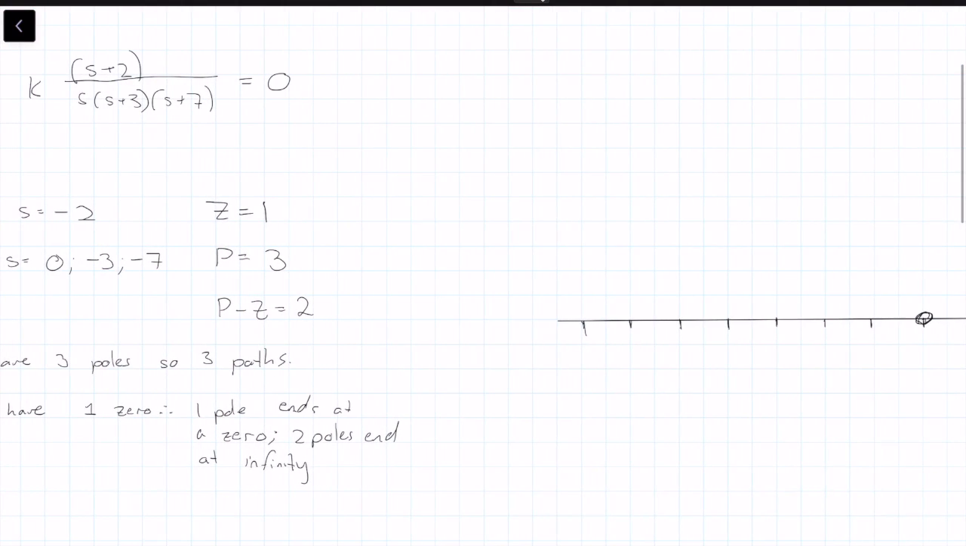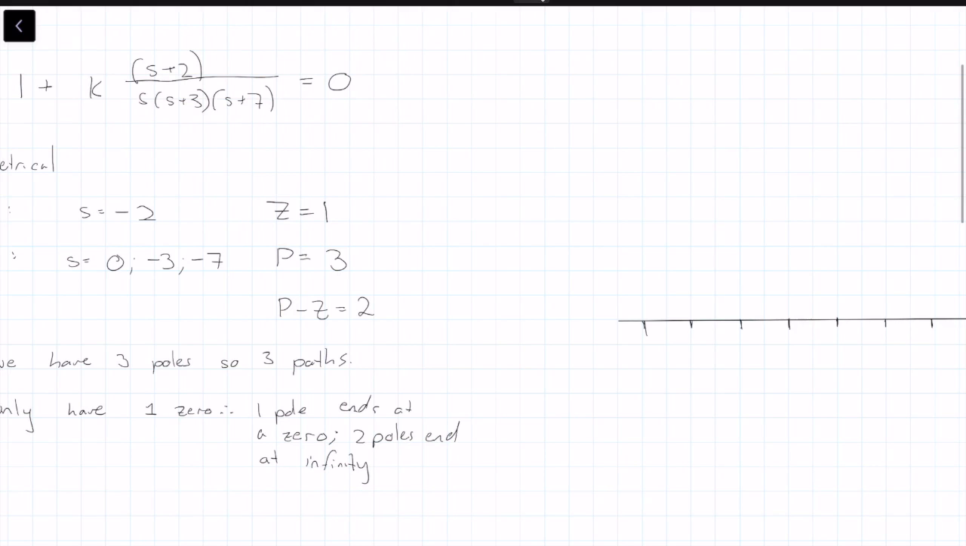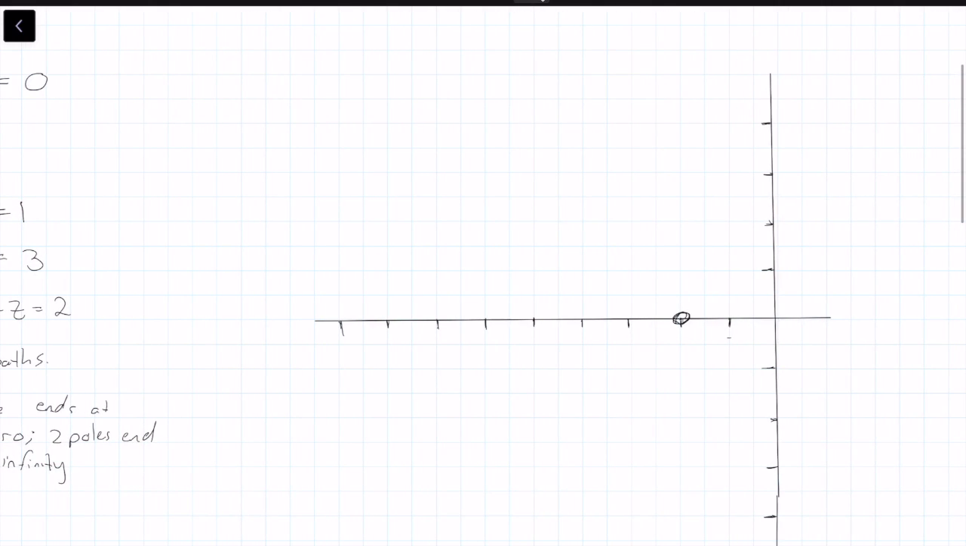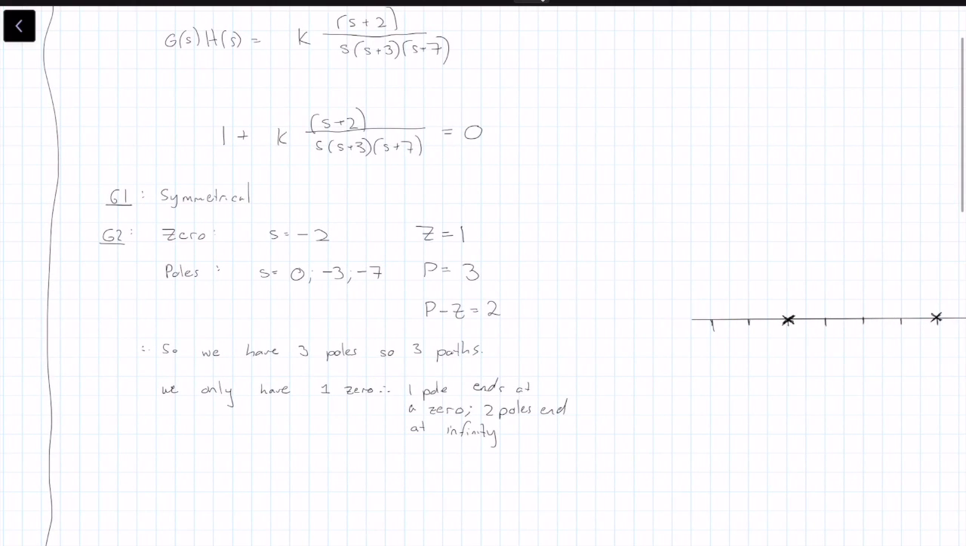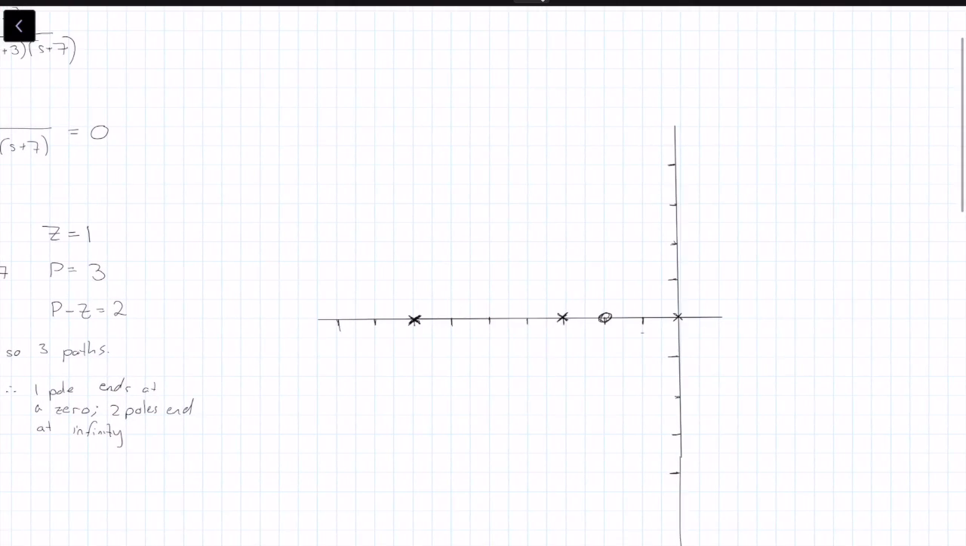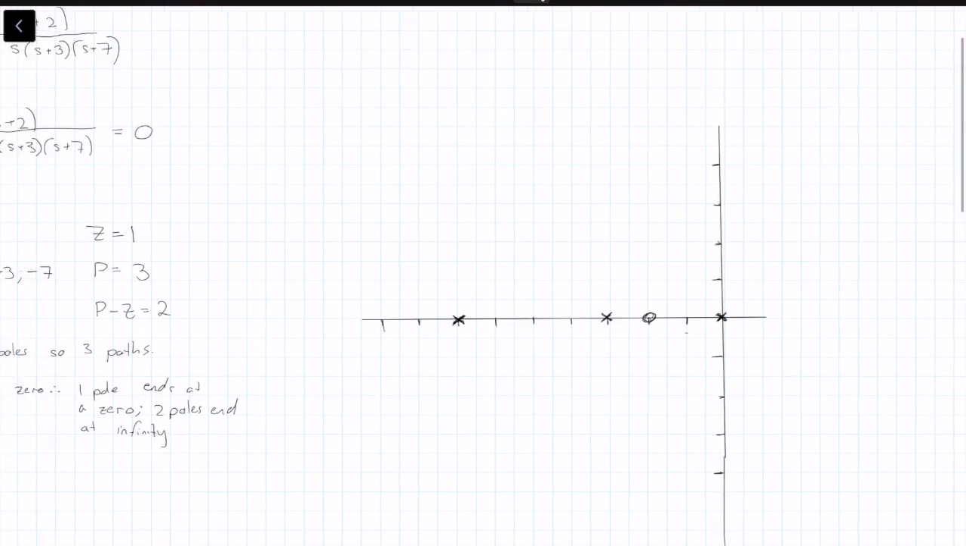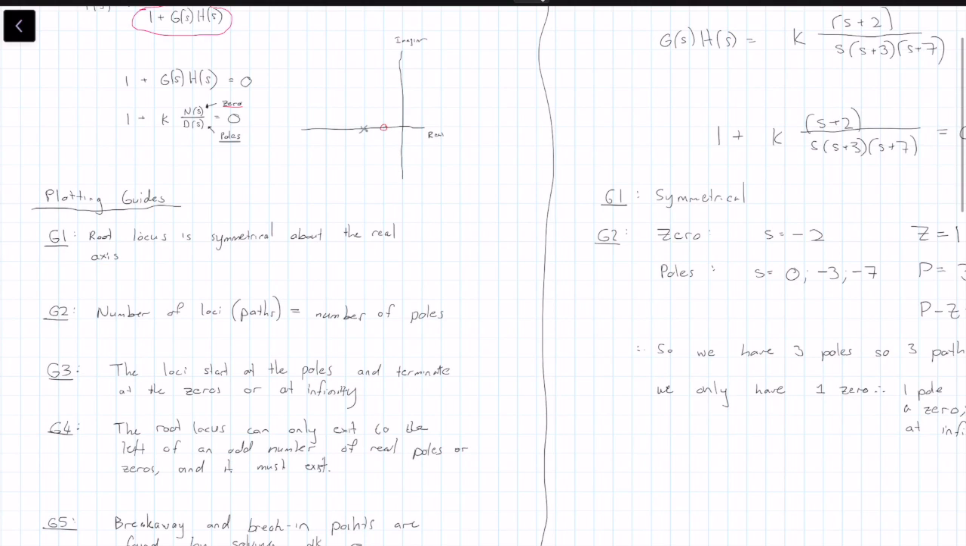Then we have poles at 0, minus 3, and minus 7. So 0 is right there, minus 3 is right there, and minus 7 would be 1, 2, 3, 4, 5, 6, 7, right here. Now we know where all our points are, and as we can see, we've got 3 poles and 1 zero. Cool stuff, so we've done guide 2.